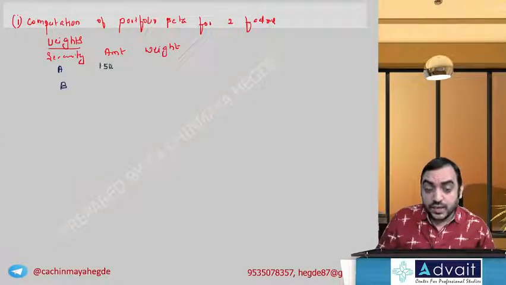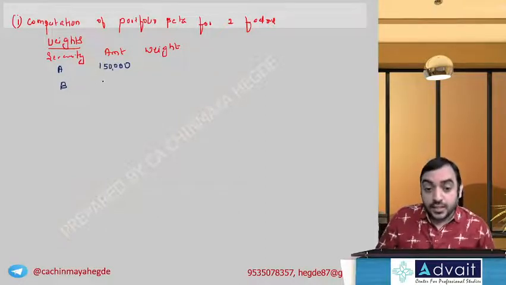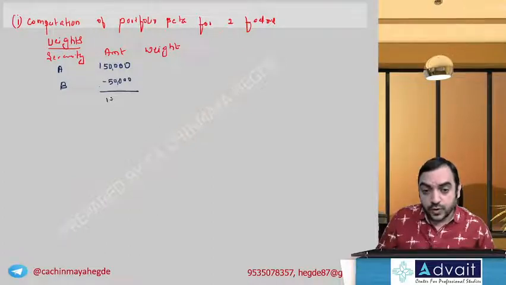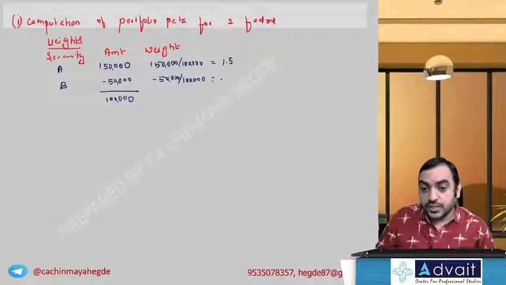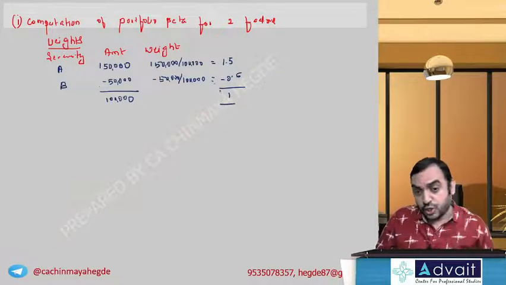Security A, I will write 1 lakh 50,000. You have invested 1 lakh 50,000. In B, you have borrowed the money, so minus 50,000. Borrowing in securities, sell short. So total 1 lakh. So what's going to be the weights? 1 lakh 50,000 divided by 1 lakh, which is 1.5. And minus 50,000 divided by 1 lakh, which is minus 0.5. Minus 0.5 because you're borrowing in securities, but the total of the weights should always be 1.